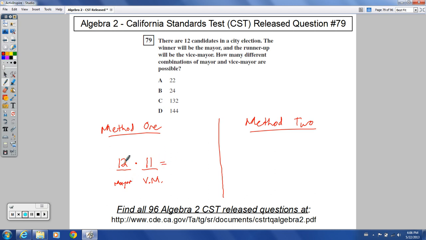And so what does this equal? 12 times 11? That's 132. So this should be our answer, choice C.